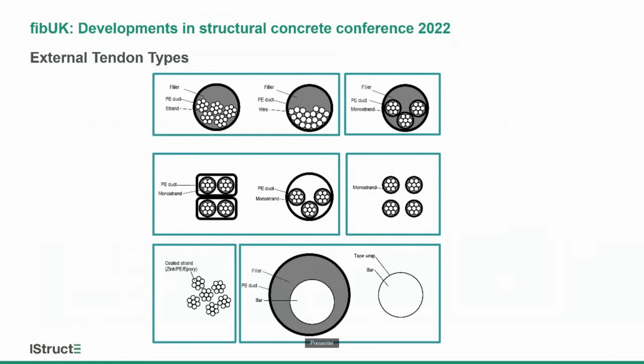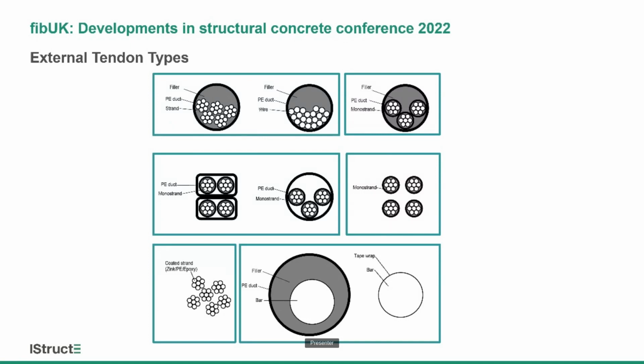There are then monostrand solutions without, let's say, fillers. You see different types in round ducts and in rectangular shapes. Monostrands, even with double coatings or double sheathing. Especially in Japan, they have a completely different approach where they use epoxy coated strand without any further sheathing around.